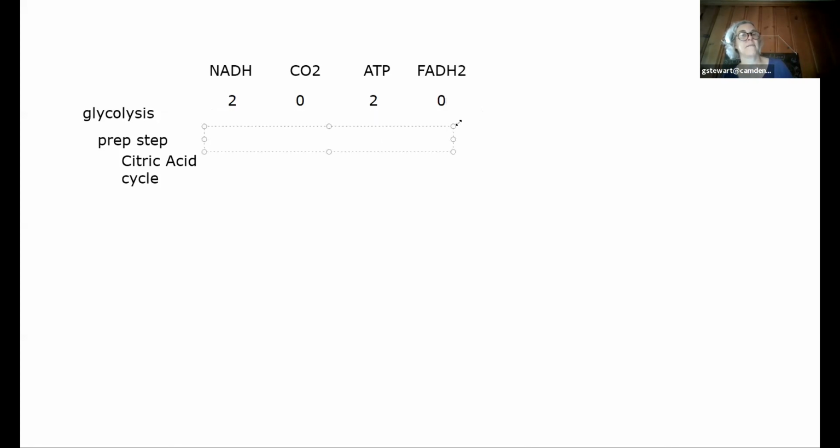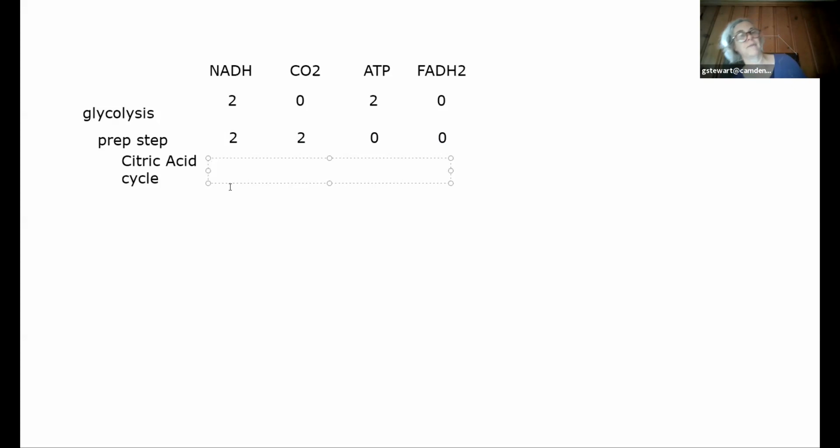And if I do the same for the prep step, I would have 2 NADH, right? In the prep step, I produced some carbon dioxide, because remember, we're going from 3 carbon molecules to 2 carbon molecules. So we release 2 CO2. In the prep step, I don't think we make any ATP. I should check on that. And we don't make any FADH2s either. I think it's just NADH and carbon dioxide.